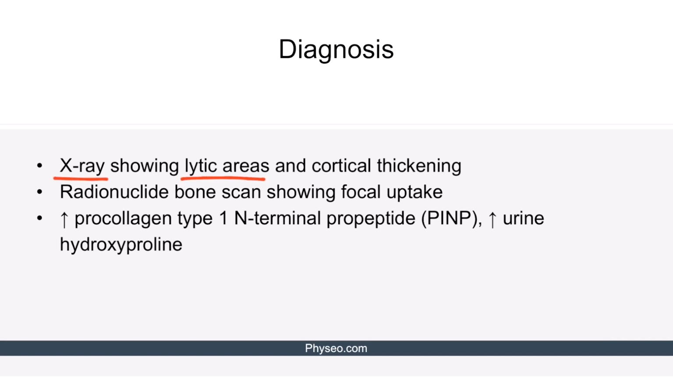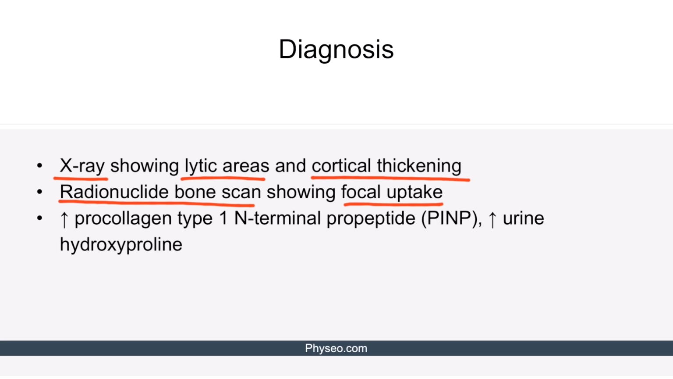This may show lytic areas early in the course as a result of osteoclastic activity and regions of cortical thickening later in the disease, because at that point the osteoblasts try to build back the resorbed bone. A radionuclide bone scan may even be more helpful actually, because there will be areas of focal uptake at the sites where lesions with current activity are present. So it can really key you in to where that remodeling is taking place.